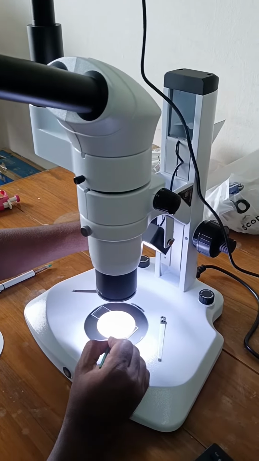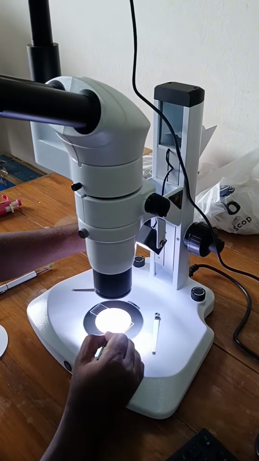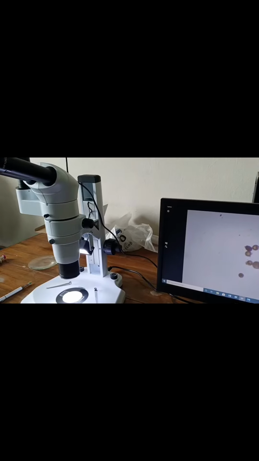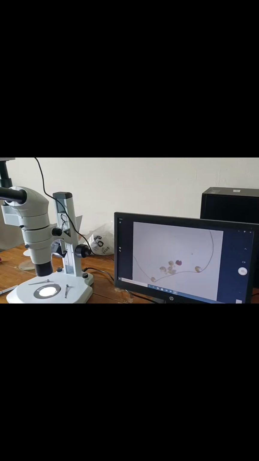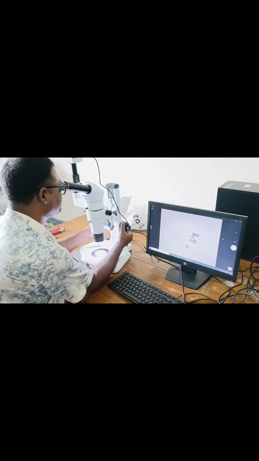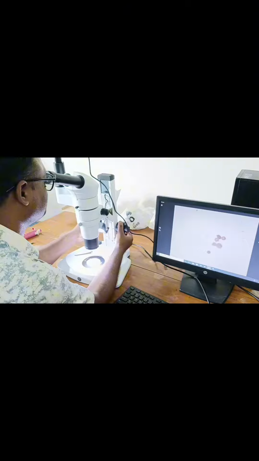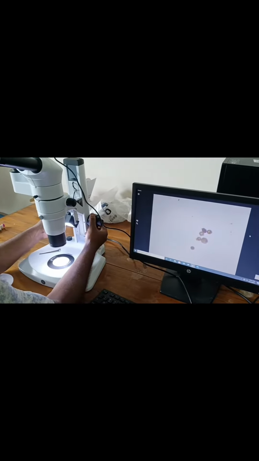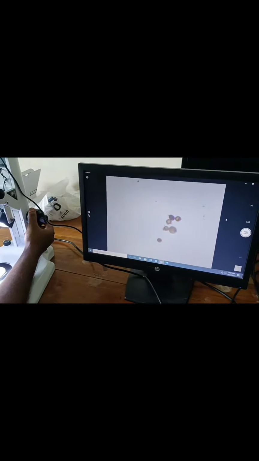How will we make a slide? We need to follow a special method. We are collecting spore using a needle. Then we put it on the slide, and we used Melzer's reagent here. Then we put a cover slip on the slide.